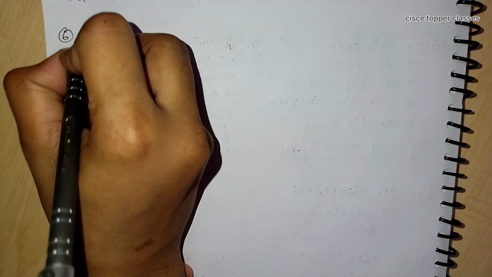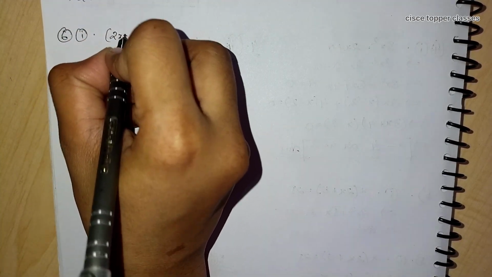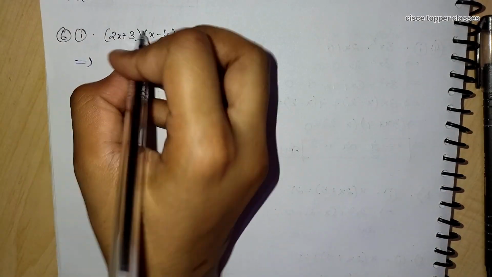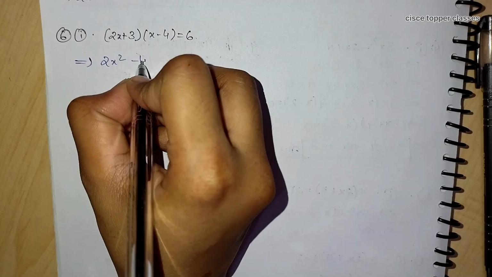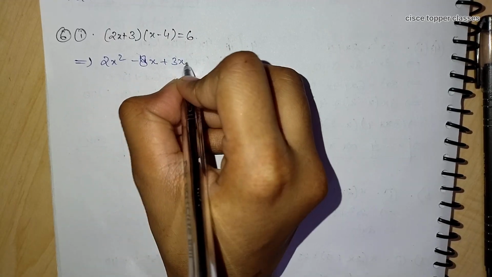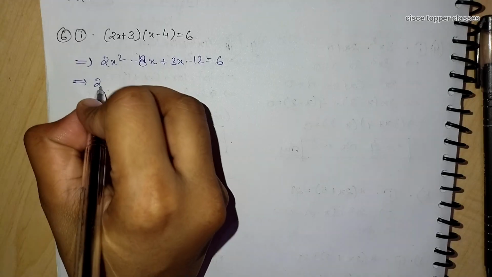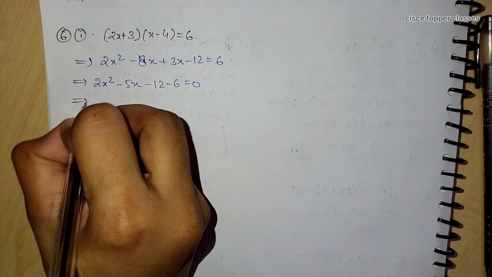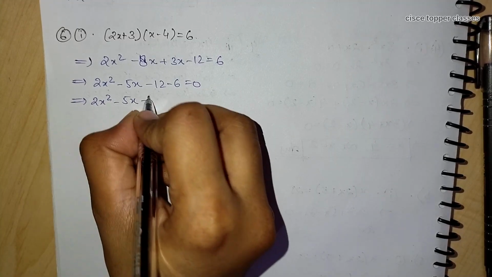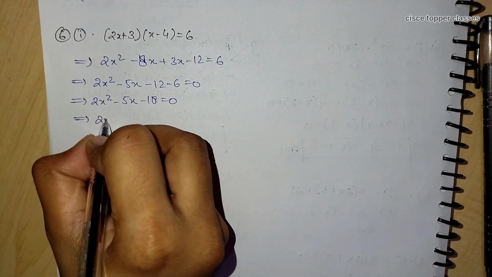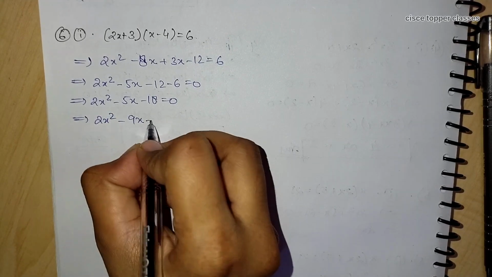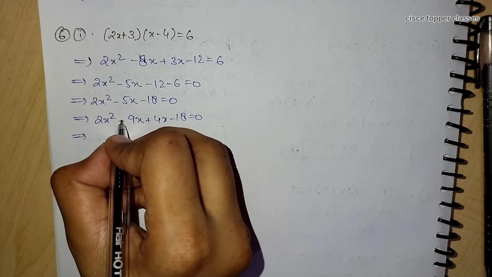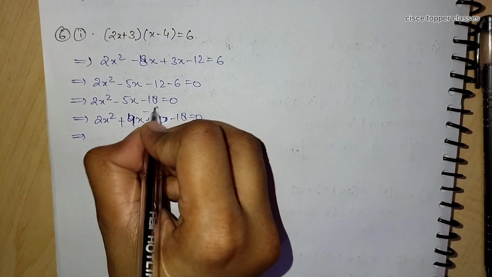Now let us solve the first part here, which is (2x + 3)(x − 4) = 6. So simply we can write this as 2x² − 8x + 3x − 12 = 6, and here 2x² − 5x − 12 − 6 = 0. So 2x² − 5x − 18 = 0. Here we can take 2x² − 9x + 4x − 18 = 0, or we can write +4x this side and −9x this side.